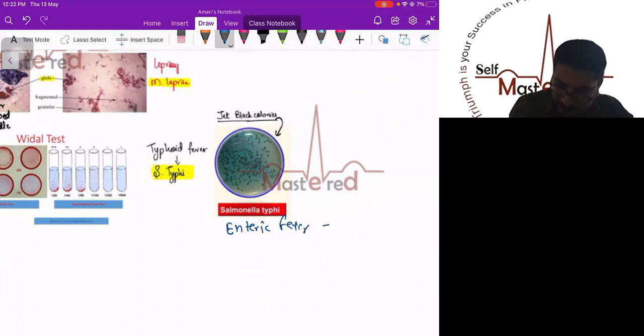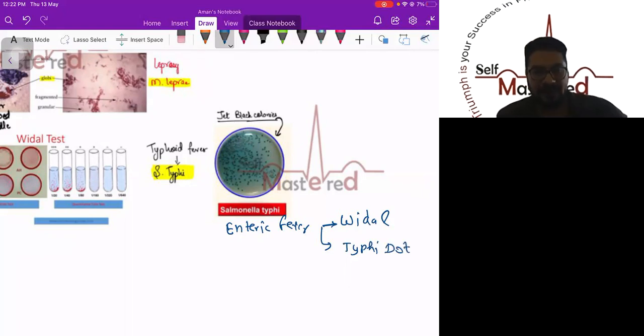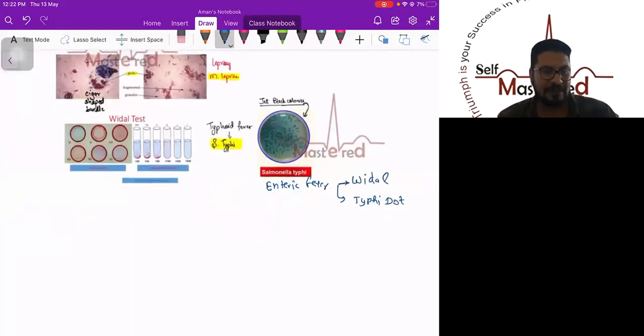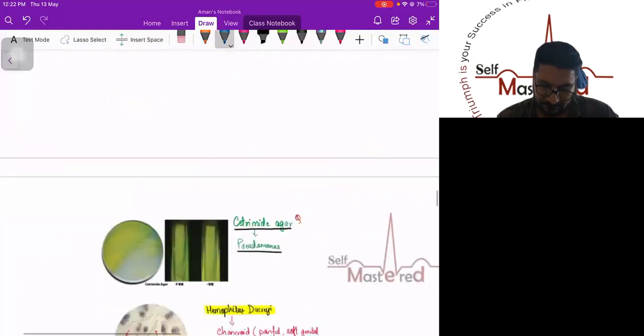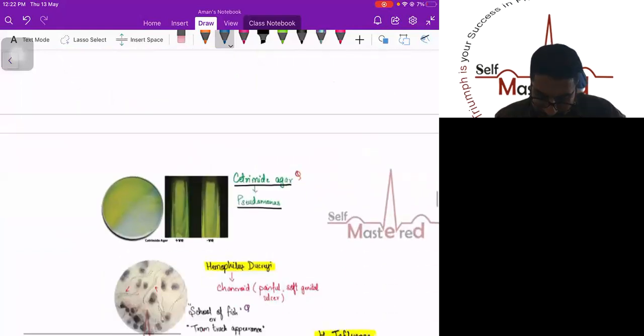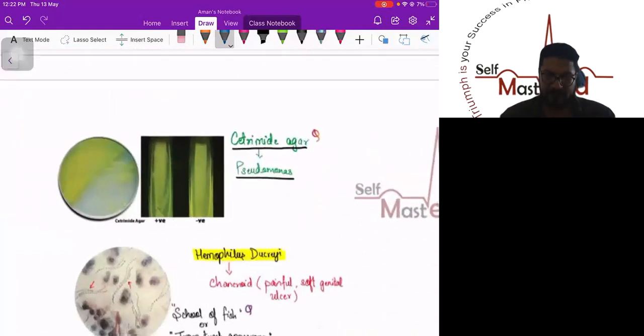So we can do Widal test, but remember Widal test gives false positives in many other conditions. So nowadays what we perform is the Typhidot test. Typhidot test will find the antibody immunoglobulin G and immunoglobulin M titer. Then you can see the cetrimide agar. Cetrimide agar is used for Pseudomonas.